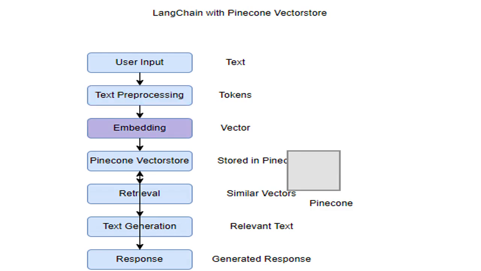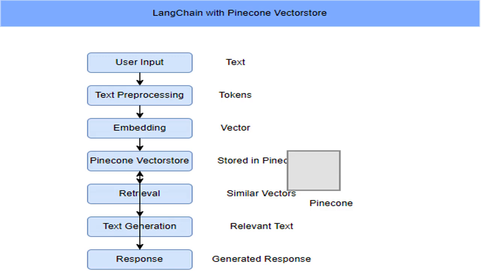Embedding. Converts text into numerical vectors. Generates vector representations of the processed text using a suitable model. Receives processed text from text pre-processing and sends the vector to Pinecone Vector Store. Transforms text into a format suitable for similarity comparisons.